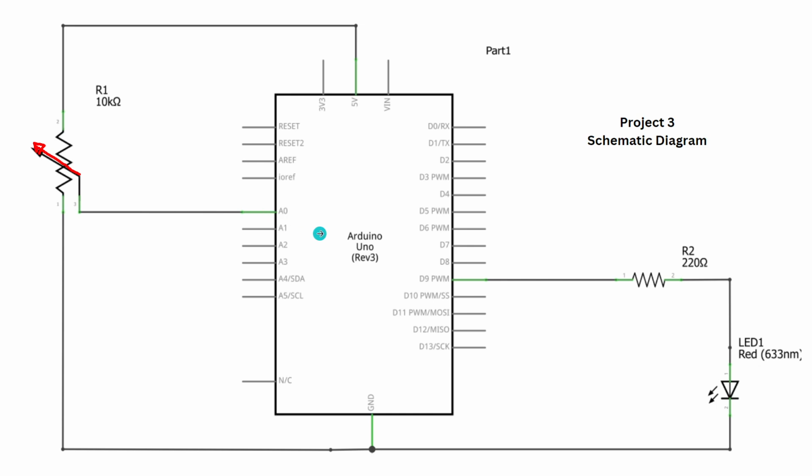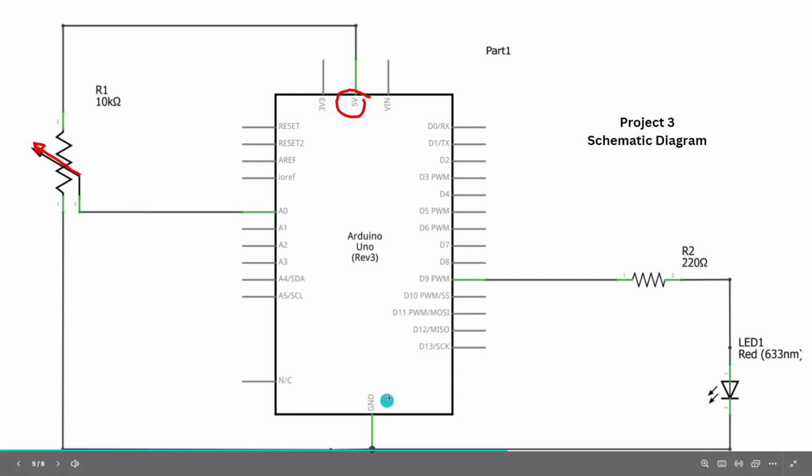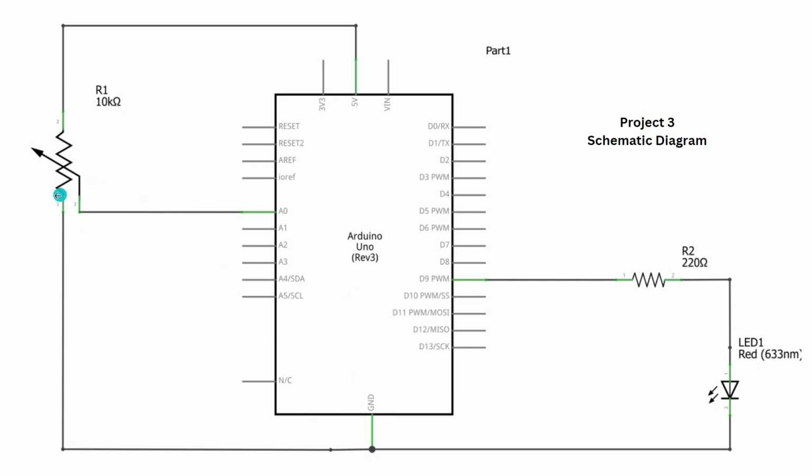All right, so our variable resistor or potentiometer is connected to the 5 volts, and the other terminal goes to our ground, as you can see. In the middle, there are 3 terminals, 1, 2, 3, and the third one is connected to A0 on the Arduino board. Our resistor is now connected to pin 9. As you can see, we have here the PWM.